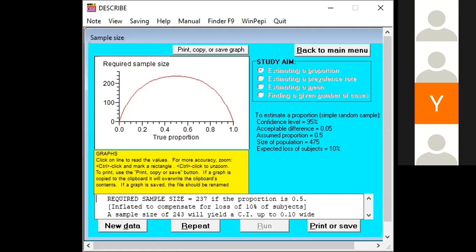Nonsense. And that is why it is said that there are three kinds of lies: lies, damn lies, and statistics. A lot of publications lie. Lies, damn lies, and statistics. Those are the three kinds of lies.